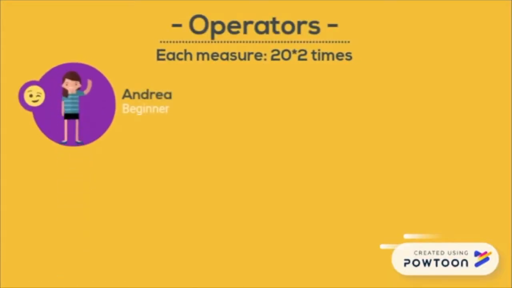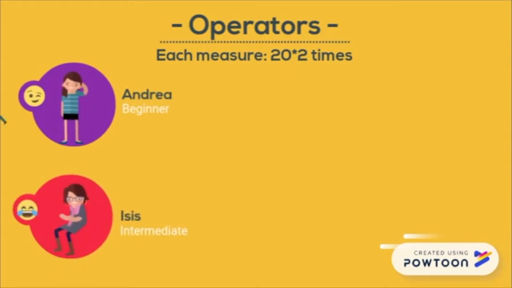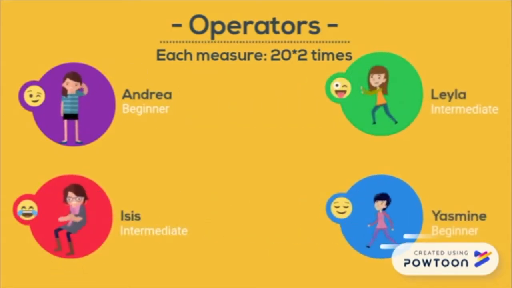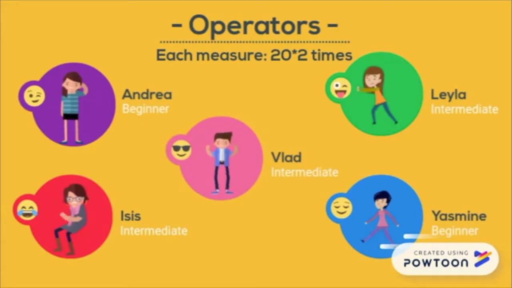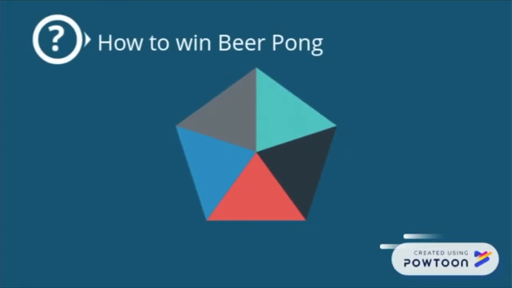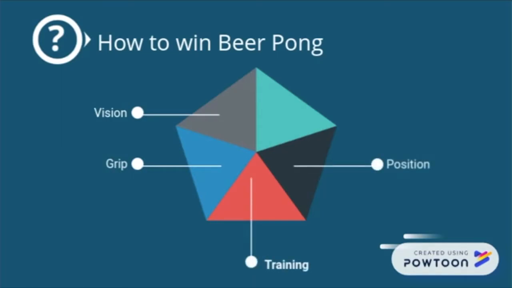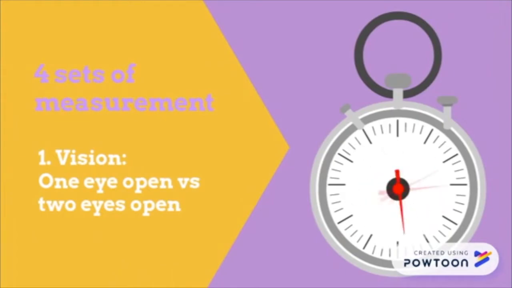Now, meet our operators, where each measure is 20 rounds times 2, because we have 2 throws per round. So we have Andrea, Isis, Yasmin, Layla, and Vlad, with different playing levels, as you can see. How to win beer pong? Well, to win, you need very good vision, grip, training, position, and bounce. We have a total of 4 sets of measurements.